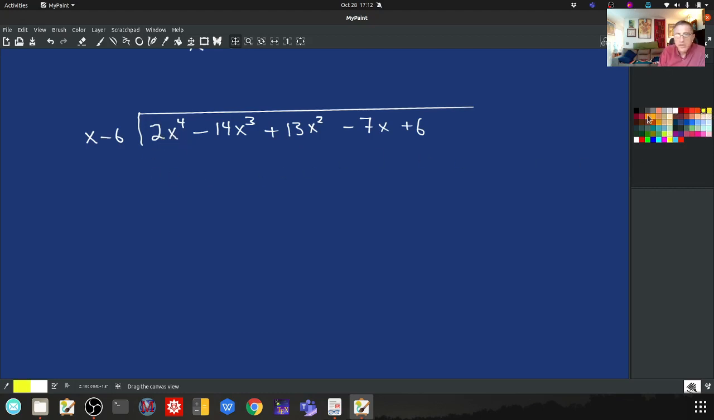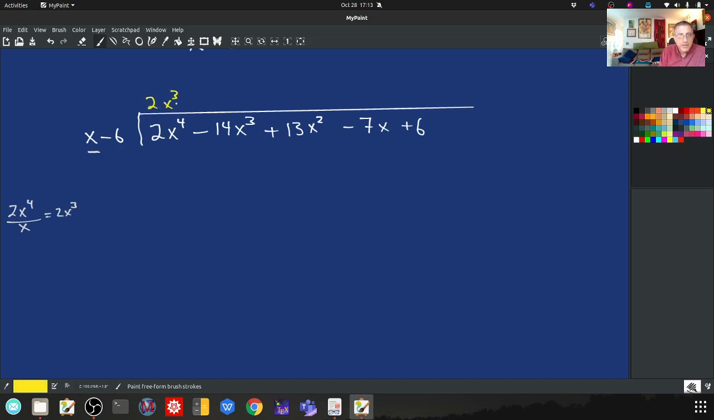So come over here on the side. Remember, the focus is always on the x and this term, each term as we go down. Of course, it won't be minus 14x cubed. You'll see. So let's look at our leading term. 2x to the fourth divided by x is 2x cubed. So I put 2x cubed.